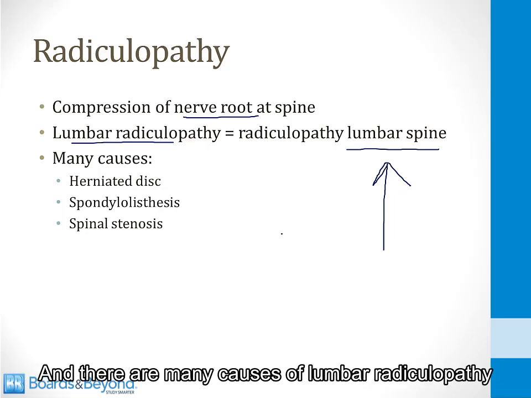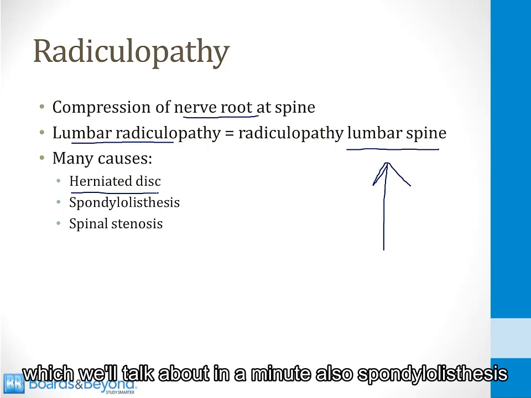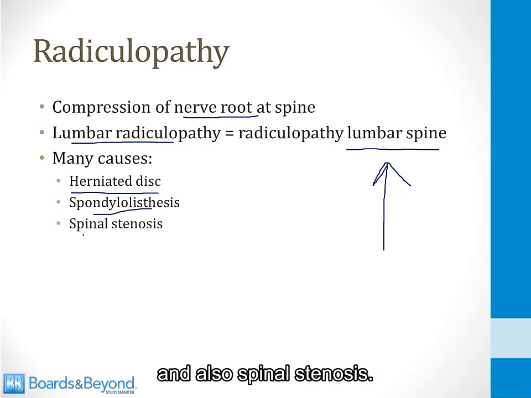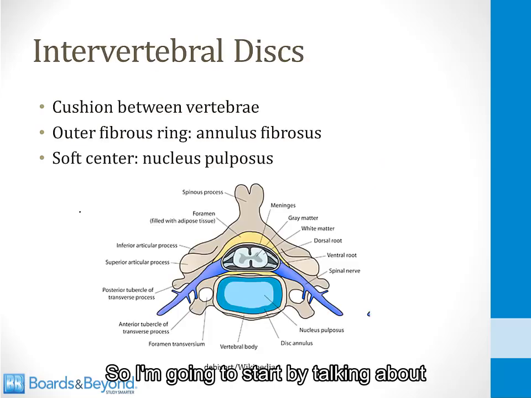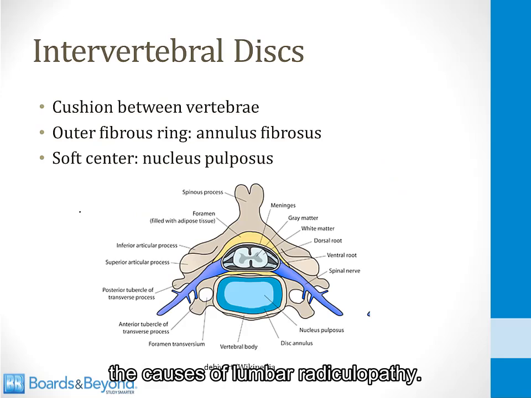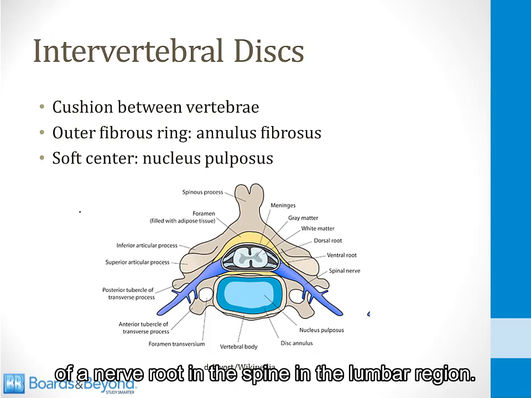And there are many causes of lumbar radiculopathy, but some of them are listed on the slide here. These include a herniated disc, which we'll talk about in a minute, also spondylolisthesis, and also spinal stenosis. All of these things can lead to a lumbar radiculopathy. So I'm going to start by talking about the causes of lumbar radiculopathy, in other words, processes that can lead to compression of a nerve root in the spine in the lumbar region.